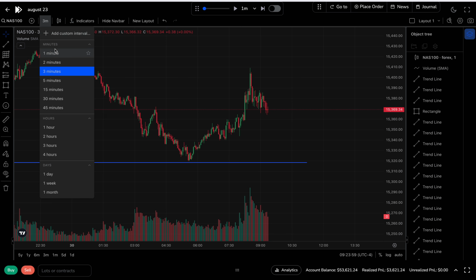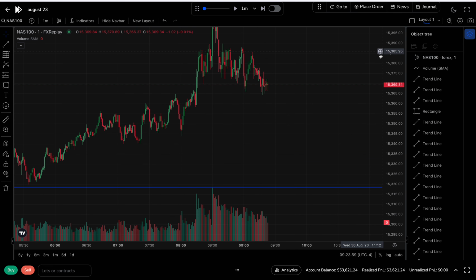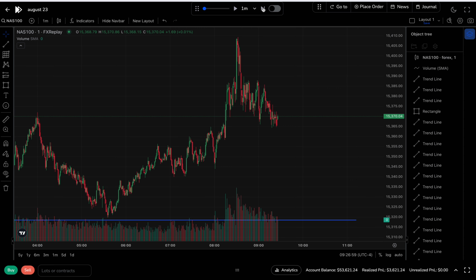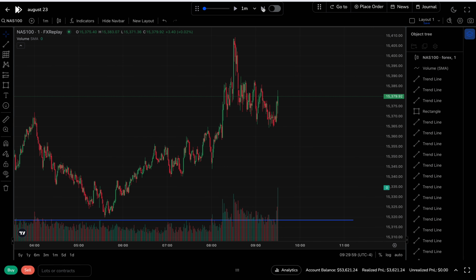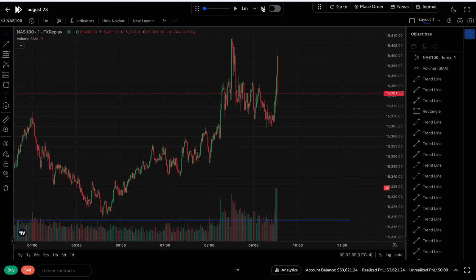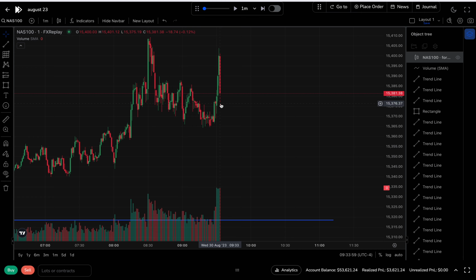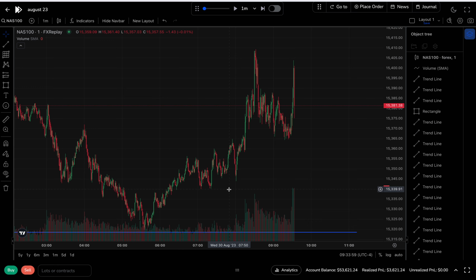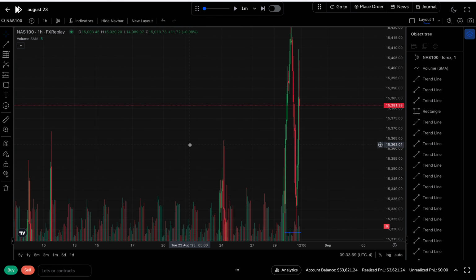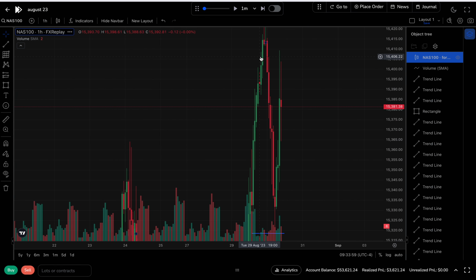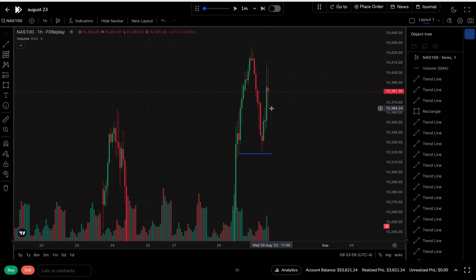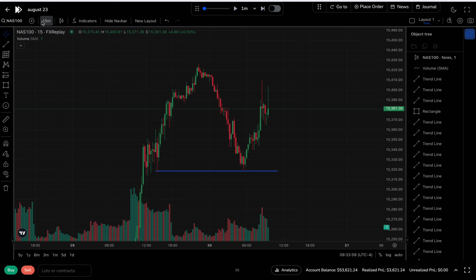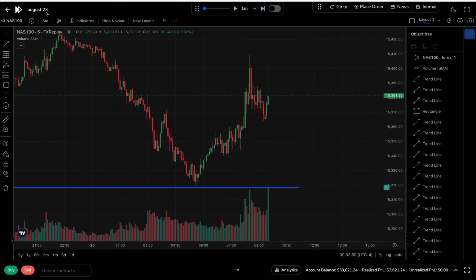Okay, I'm just not going to take this 3 minute anymore since we're just chopping around. This 9:30? 9:33. Okay. So reacting, we tapped this hourly gap as well. And we have an unfilled hourly below. Okay, bet.